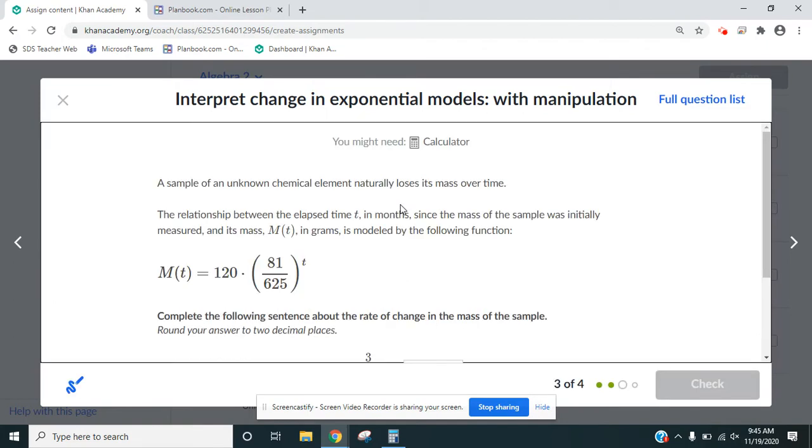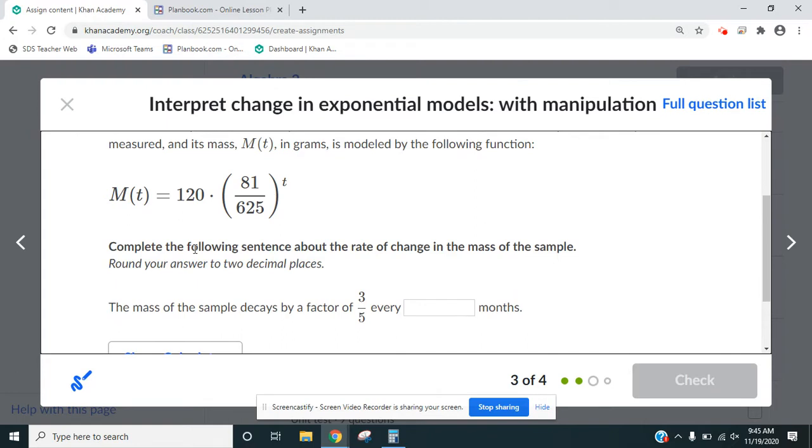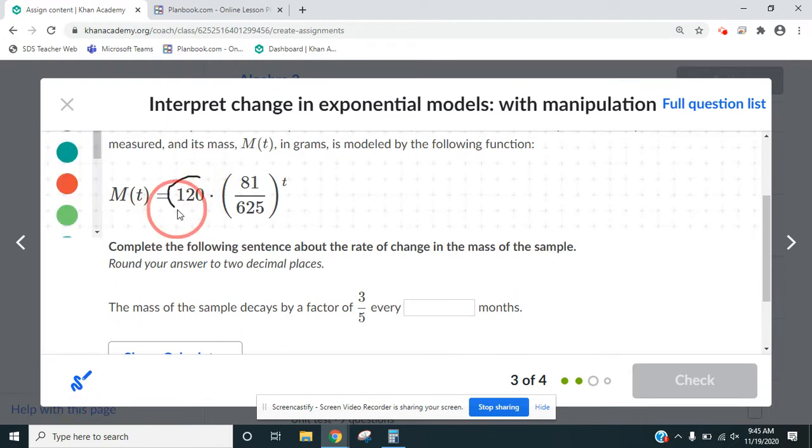All right, so here's the first one. Can you guys see this all right? All right, so crazy fraction. You remember what this is? It's a starting amount, right?